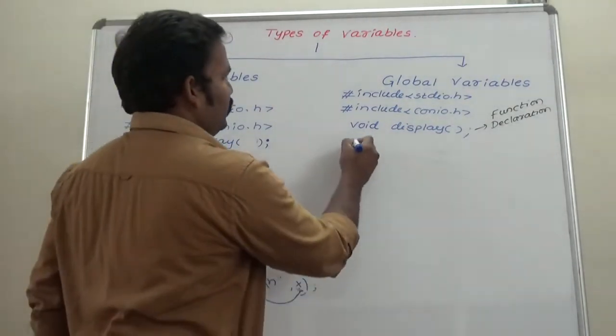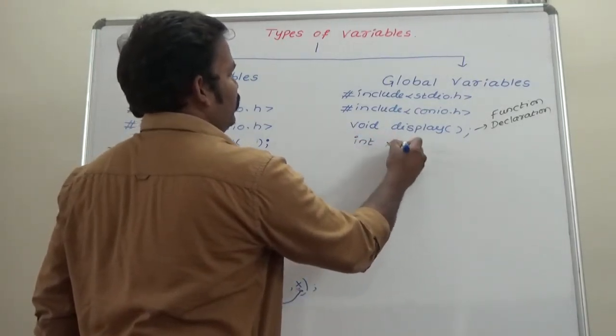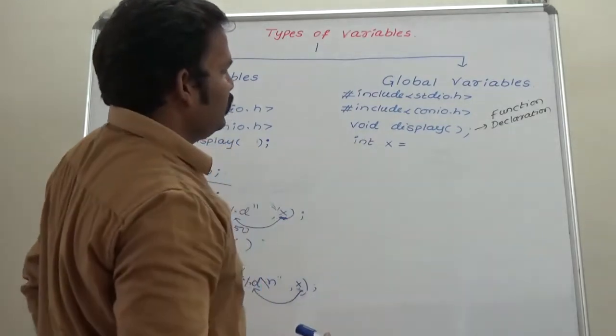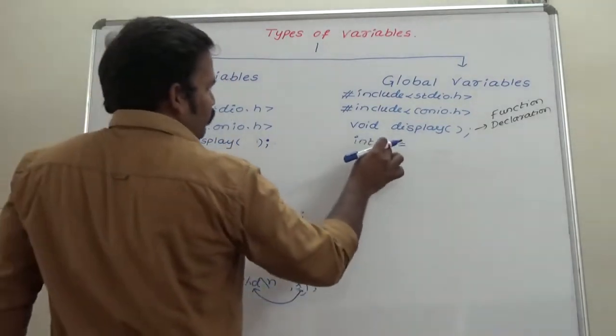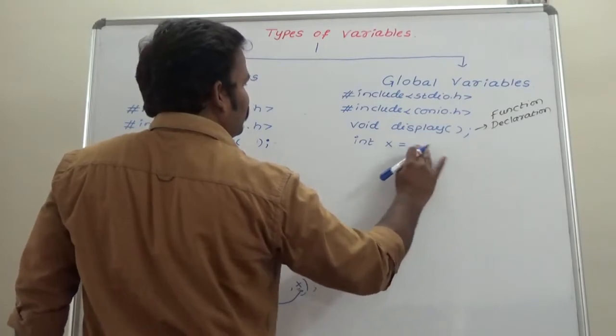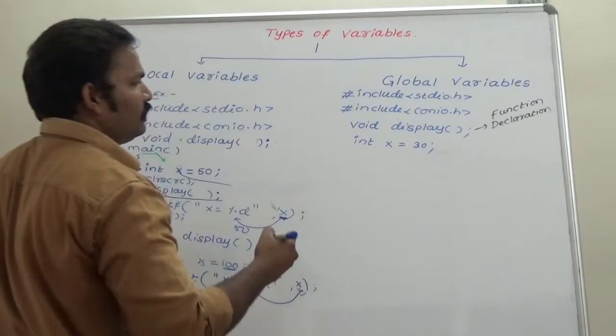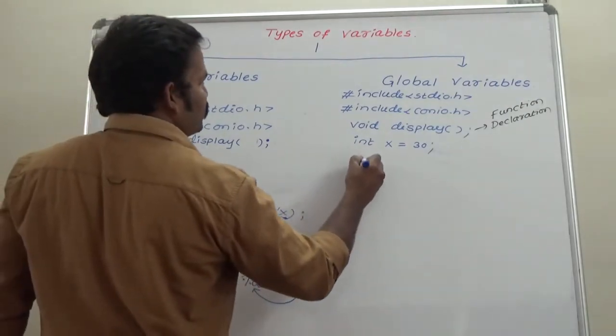Next here, in global declaration section I am declaring one variable called x. Any value we can take, for suppose 30. Okay. Next, main function.